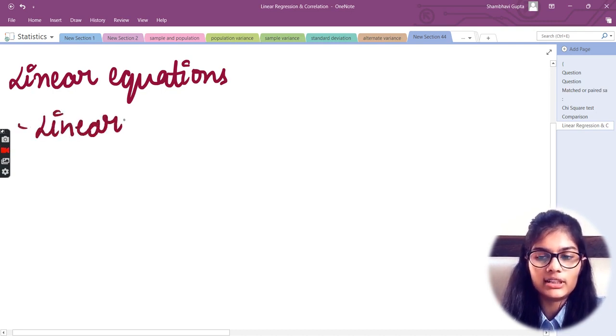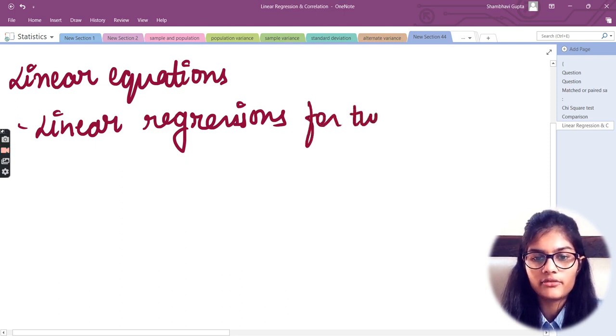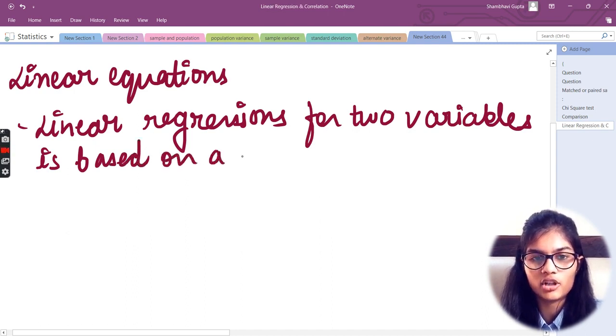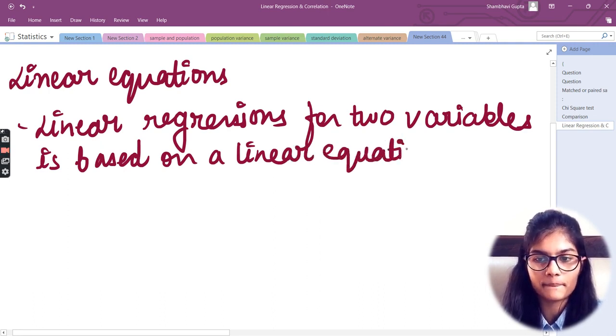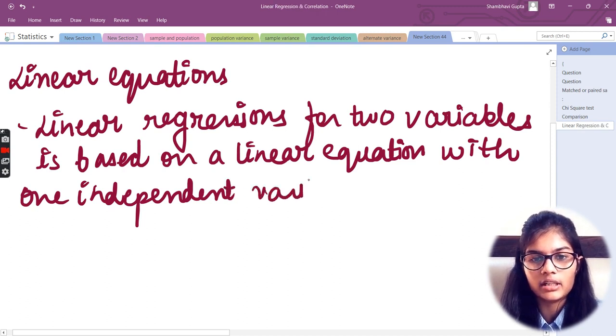So I would start by writing that the linear regression for two variables is based on a linear equation with one independent variable.